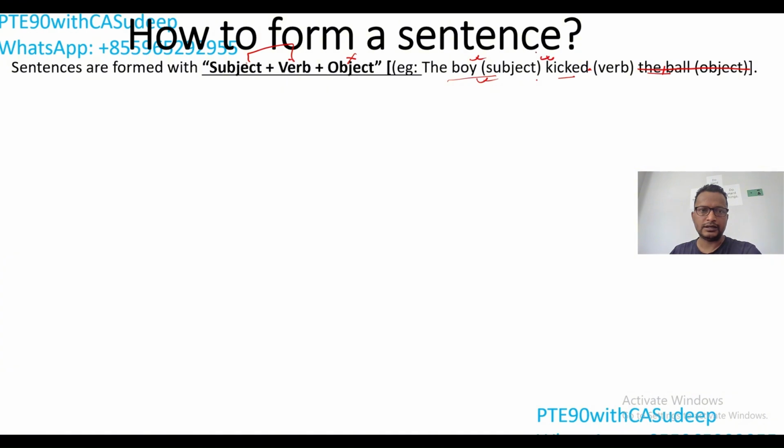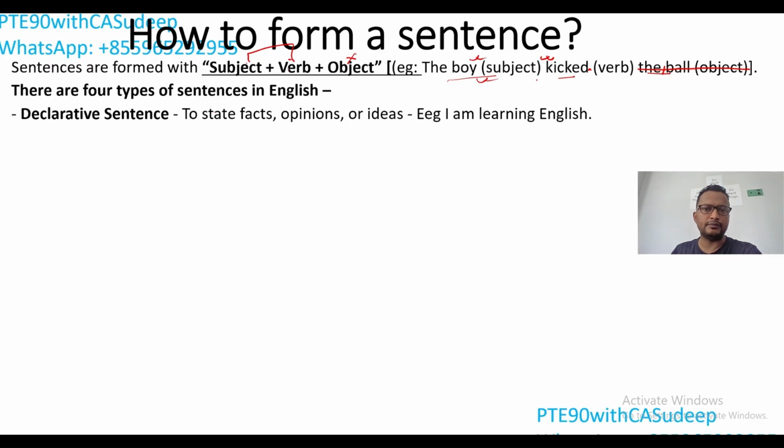Now, what are the types of sentences in English grammar? There are 4 types of sentences. You don't need to memorize it, I'm just sharing it for the sake of your skills. Declarative sentences state a fact, opinion, or idea. For example, I am learning English. So you are declaring something, stating the fact or opinion.